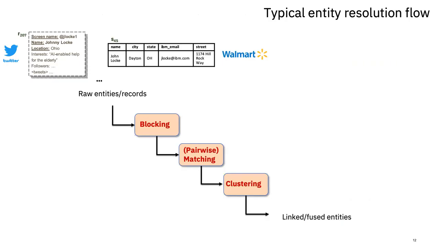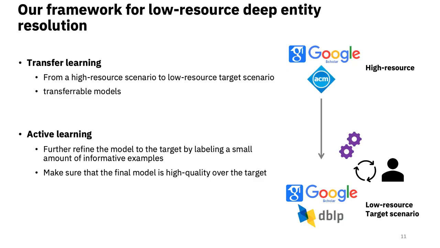I had a question. Sorry to interrupt. Sure. On transfer learning, how much overlap in sample space or vocabulary is required for it to be feasible?